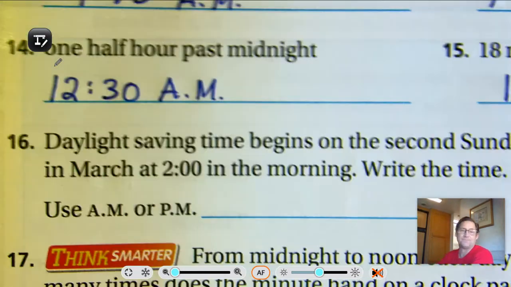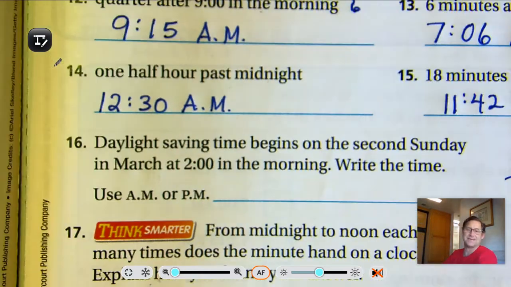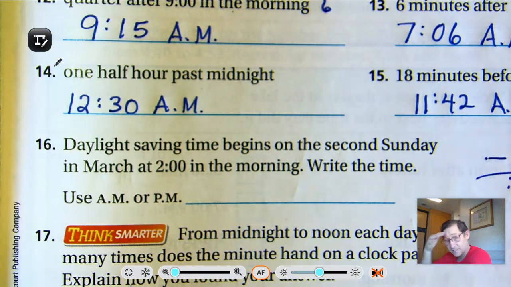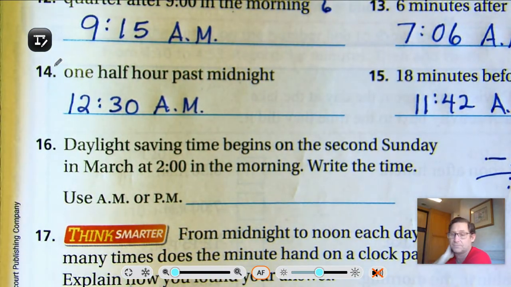Daylight savings time begins on the second Sunday in March at 2 o'clock in the morning. Write the time. All right.